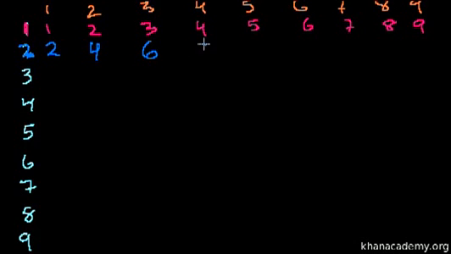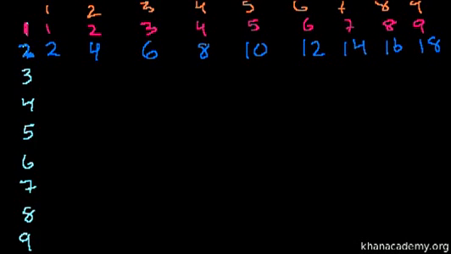2 times 4 is 8. Same thing as 4 times 2. 2 times 5 is 10. 2 times 6 is 12. I'm just adding 2 every time, right? Up here I added 1 for every step. Here I'm adding 2. 2 times 7, 14. 2 times 8, 16. 2 times 9, 18.